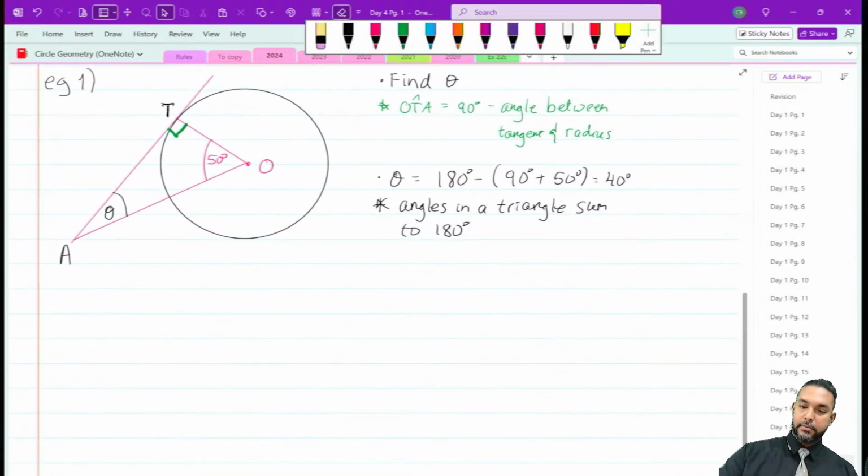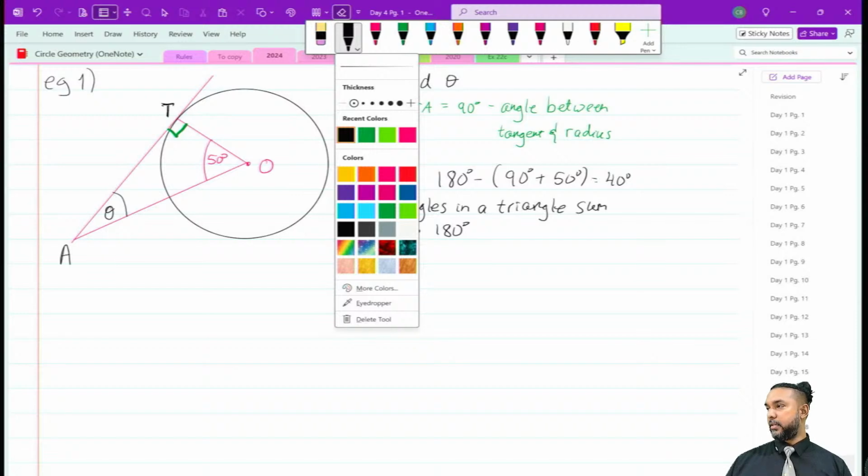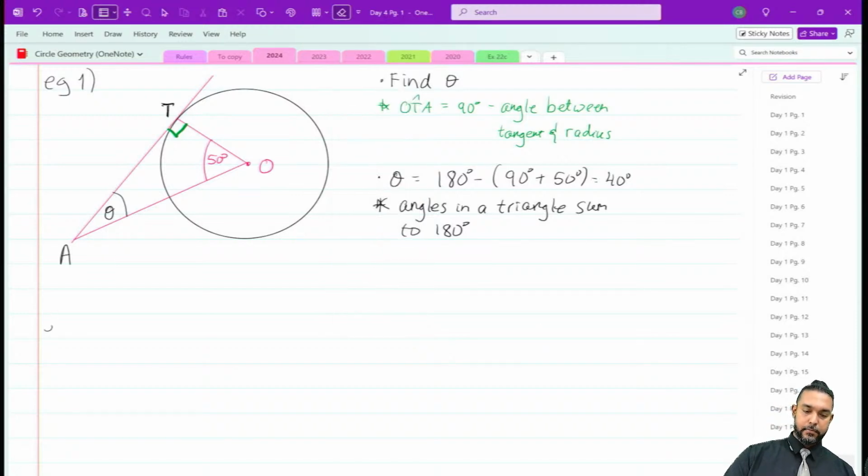That's example one. I'll do a second example one time.